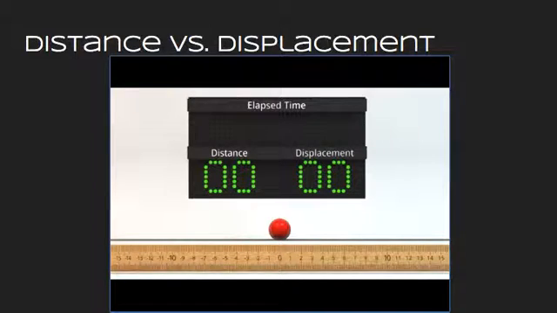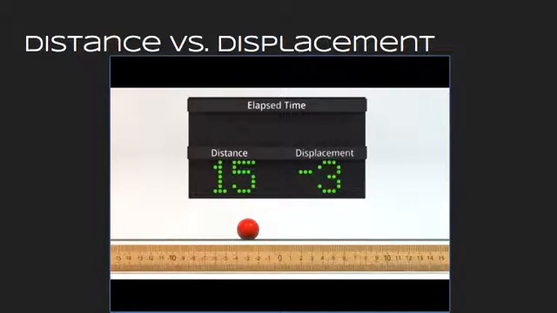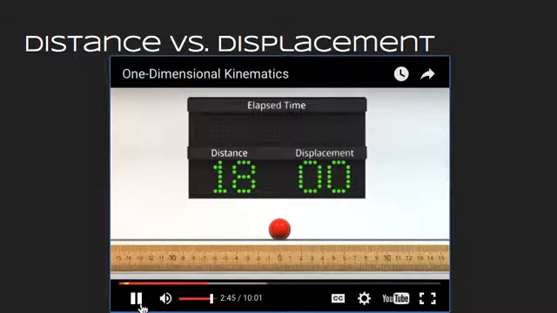Displacement tells us how far the ball ends up compared to where it started from. Look at how when the ball gets closer to 0, displacement goes down, but distance is always increasing. So we can see that the distance tells us how far we have traveled, but gives us no information on where the ball is at any time, while displacement tells us where the ball is, but on its own doesn't tell us much about how far the ball has really traveled in the past.